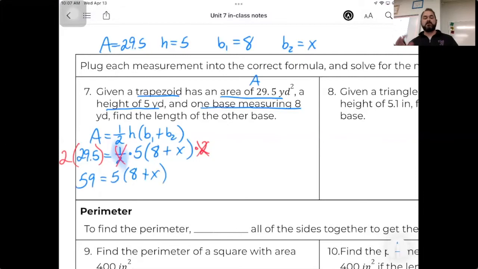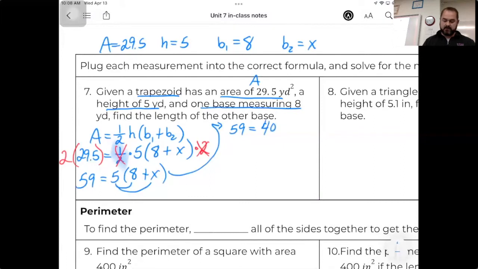Now I'm going to do things a couple different ways. What I would probably do first is distribute the 5 to both of these. And so my equation turns into 59 equals 40 plus 5X.